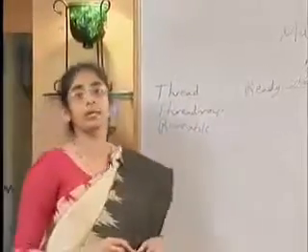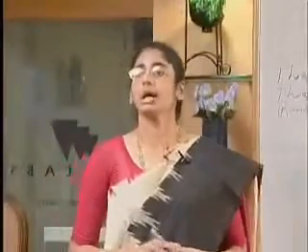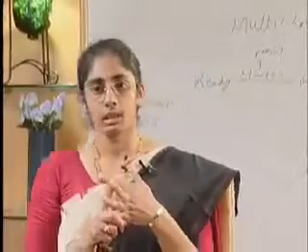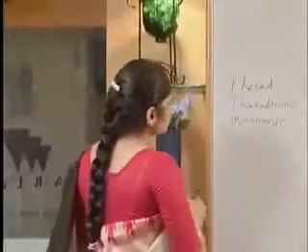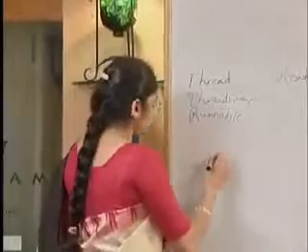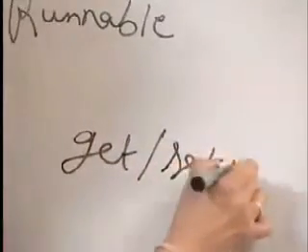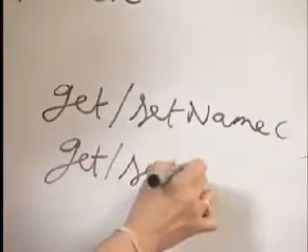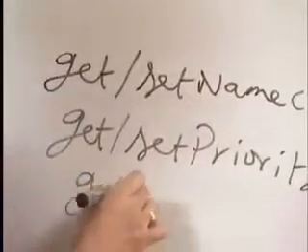Threads have their own properties. Every thread has properties. The properties of a thread are: every thread has a name, it has a priority, and it belongs to a group. So there are methods in the Thread class which allow you to work with these properties, called getName or setName, getPriority or setPriority, and getThreadGroup.